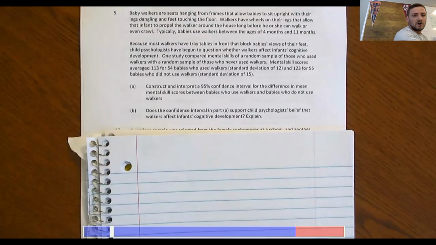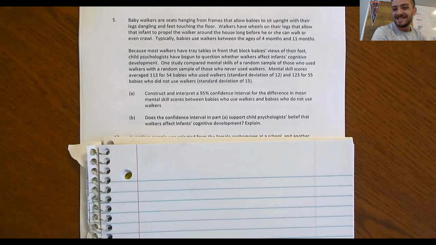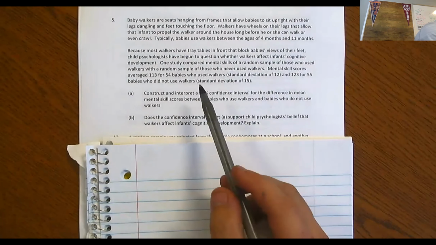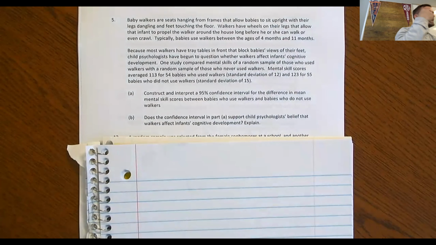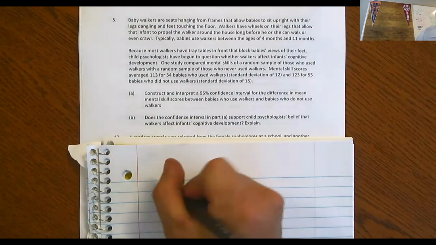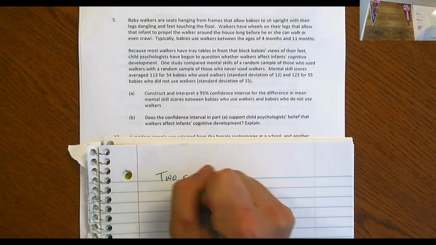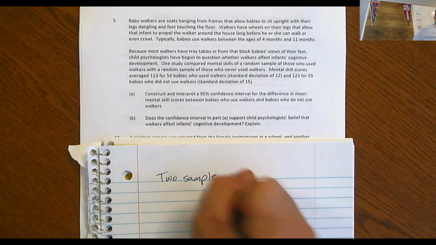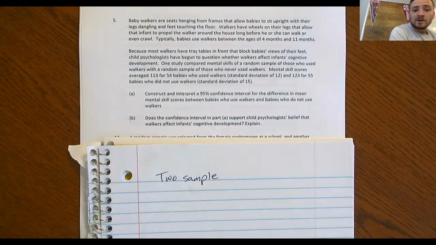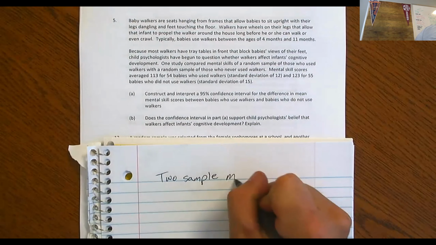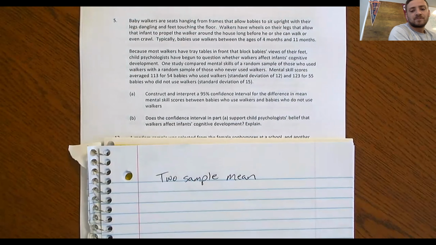So first of all, I want you guys to realize that this is going to be a two sample mean question because we are taking a random sample of babies that use walkers and then a sample of babies that have never used walkers. So this is a two sample problem. More importantly, we are talking about averages. So this is a two sample mean problem.